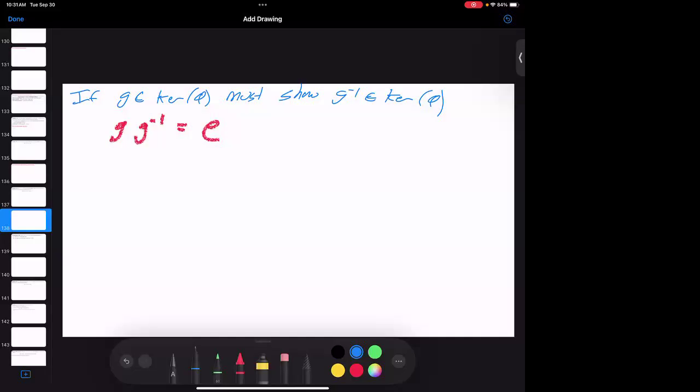But G is not a random element. G is in the kernel of phi. It's sent to the identity. So I somehow probably want to apply phi. Look at phi of G G inverse. That's going to be phi of E. Well, what's phi of a product? The product of the phis. So this is going to be phi of G times phi of G inverse. And what is phi of E? E prime. And this is the property of a group homomorphism.